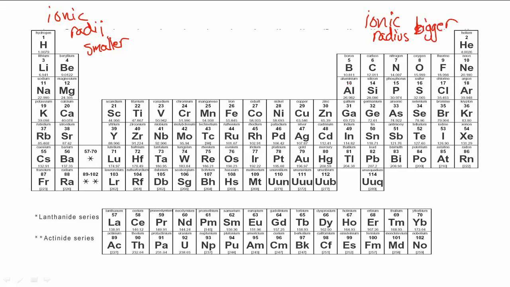So we have to remember, when they ask you about relative size of ionic radius, that you have to remember the comparison with atomic radius, knowing that ionic radii are smaller here because they lose electrons, and here they are bigger than usual because they gain electrons.